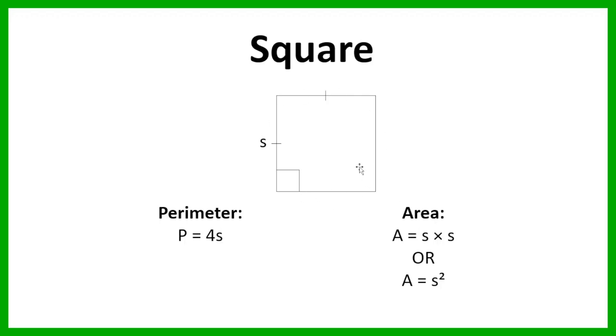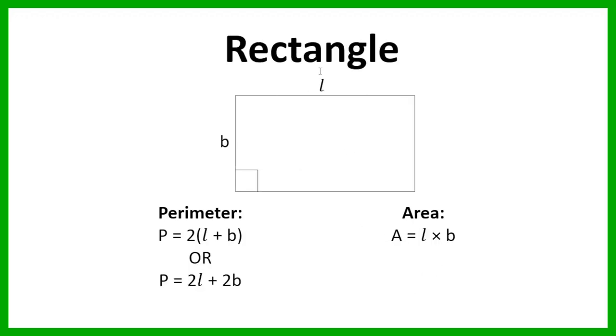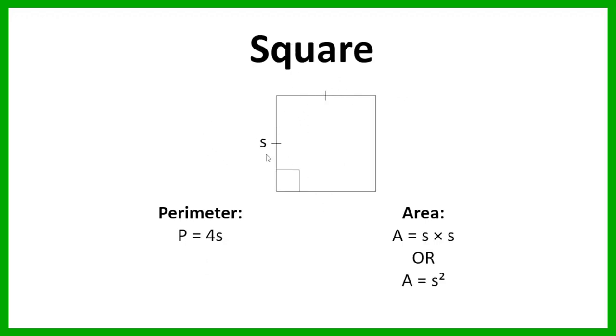Then the area is side times side, or side squared. Again, it's the same concept as what we had for the rectangle. We're multiplying the adjacent sides together like that, but with a square, they're the same as each other. So it's just side times side, or because they're the same, you can just say side squared as well. This is the one that I'm going to be using more often, but again, they both are equally correct.